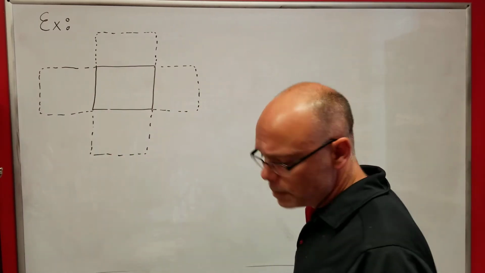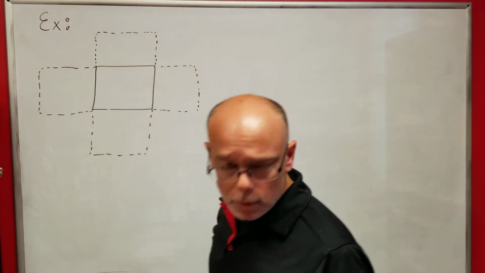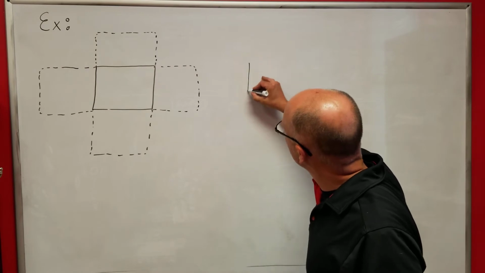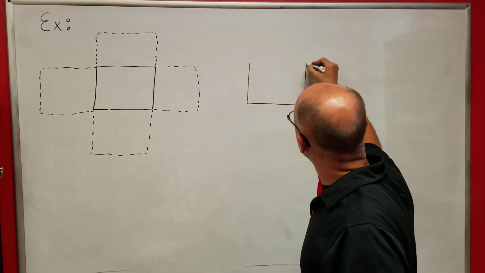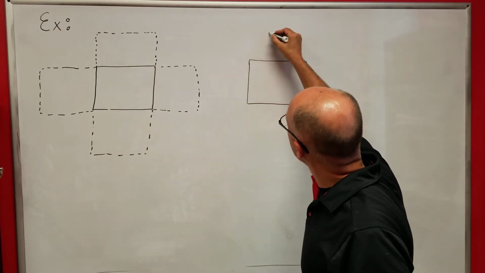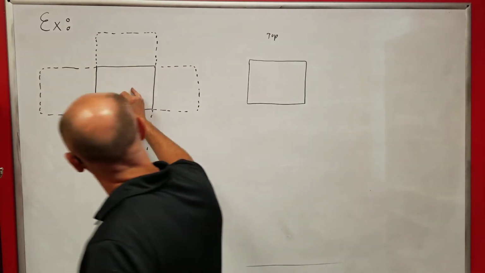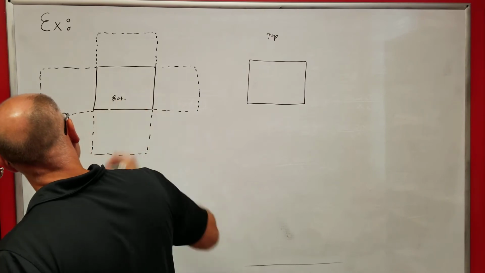All right, now it talks about a closed rectangular box. So that means it had a top as well. Remember we talked about cutting off the top. Let's suppose I put the top right here. So here's the top of my box. That's the bottom of my box.